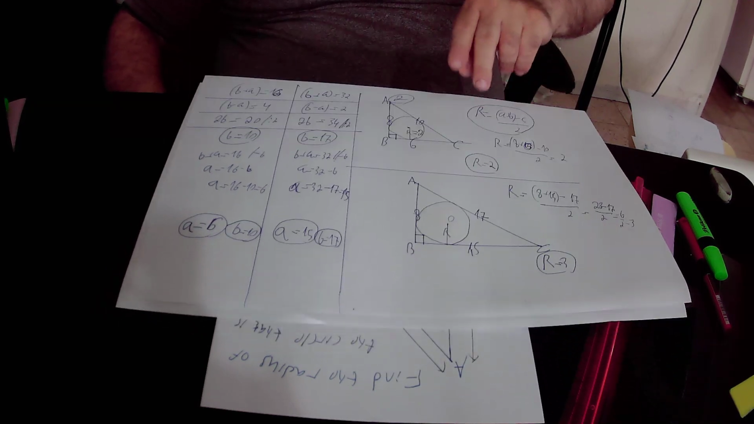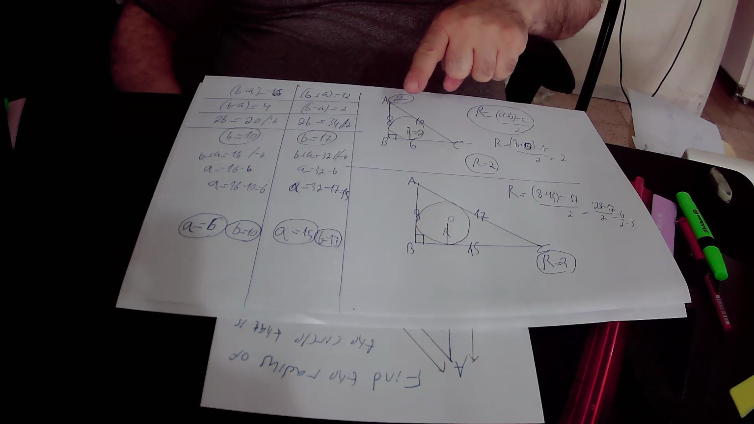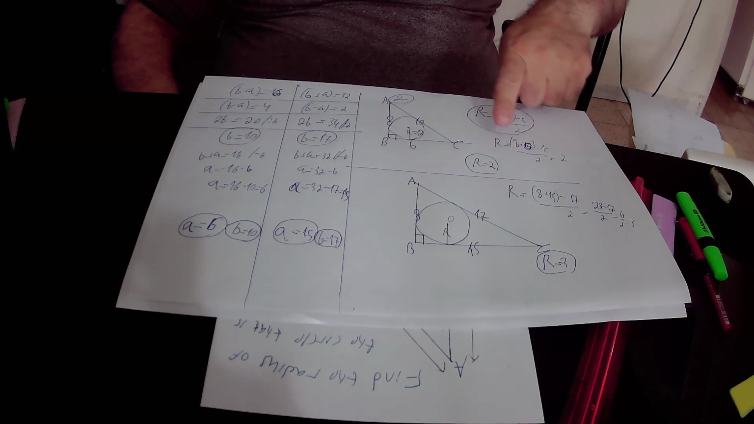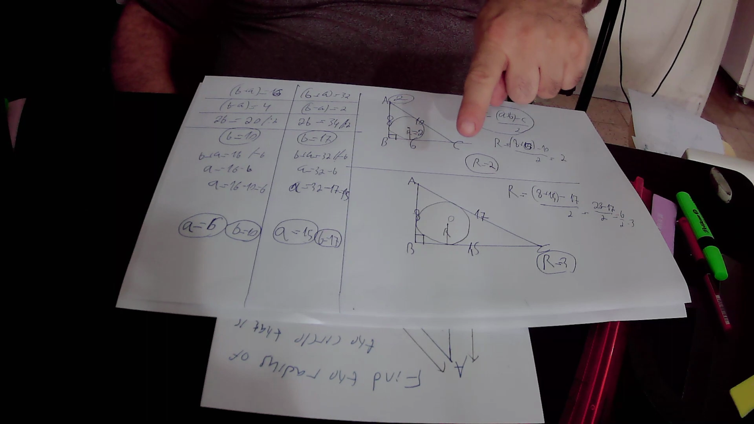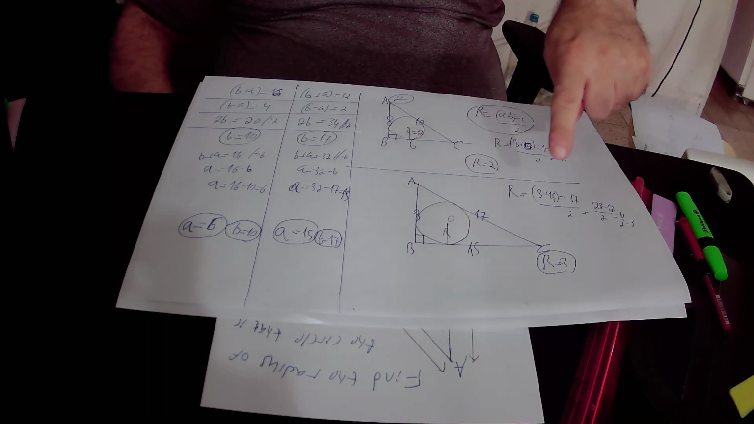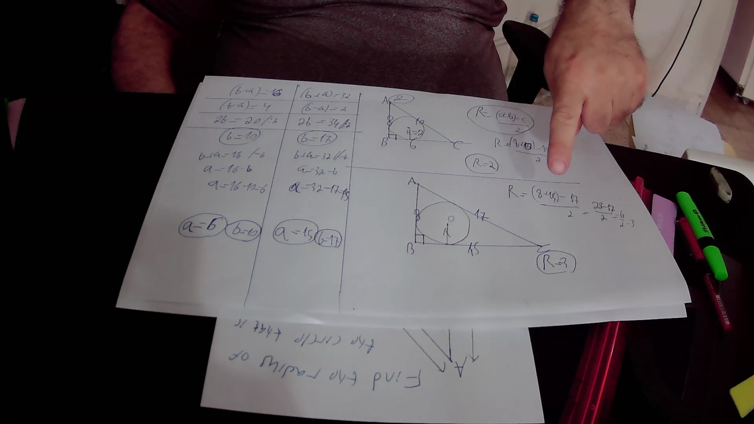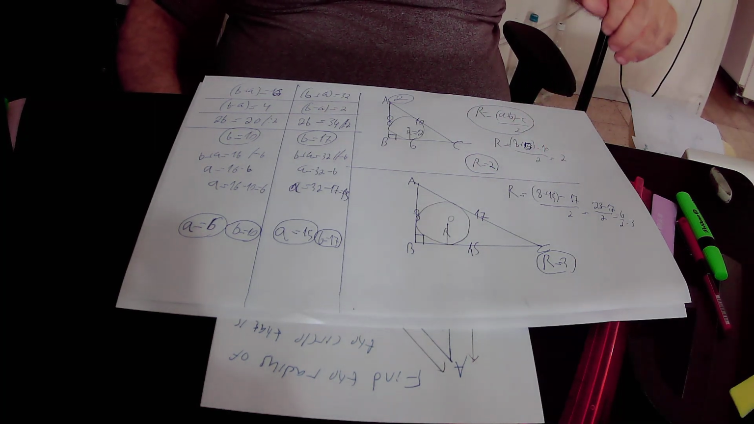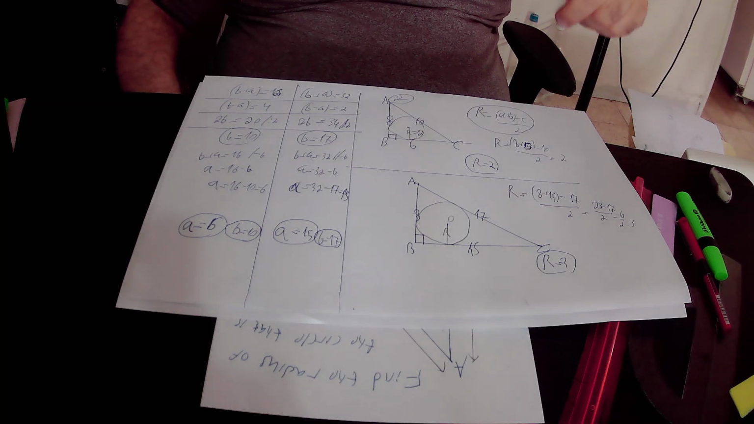Then, according to the second solution, we have this right triangle. Here R equals the sum of the perpendiculars, that is 8 plus 15, minus the hypotenuse, that is 17, over 2. 8 plus 15 is 23, minus 17, 23 minus 17 is 6, and 6 over 2 is 3.